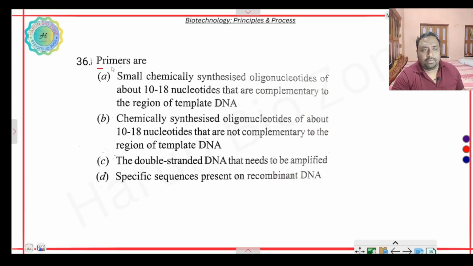Primers. What is a primer? A primer is a small nucleotide sequence, about 10 to 18 nucleotides, complementary to the DNA sequence. Small chemically synthesized oligonucleotides of about 10 to 18 nucleotides that are complementary to a region of template DNA. This is the correct answer.